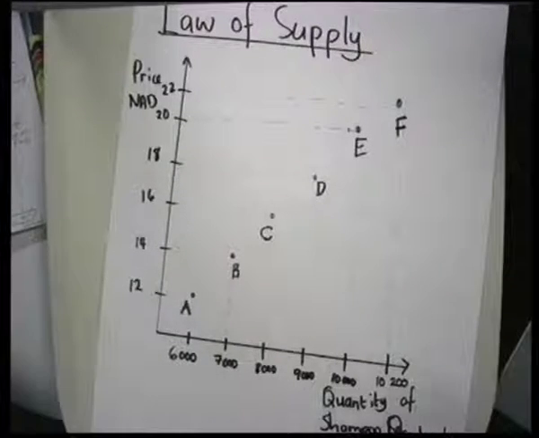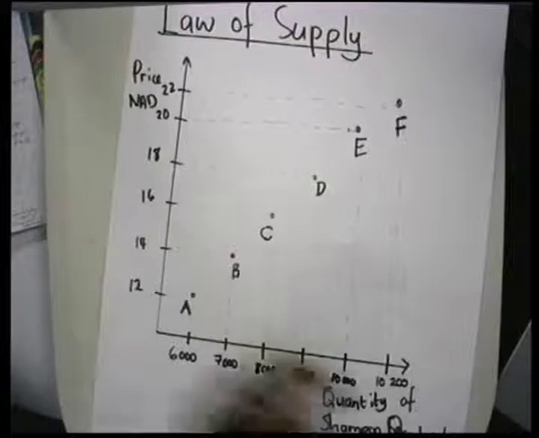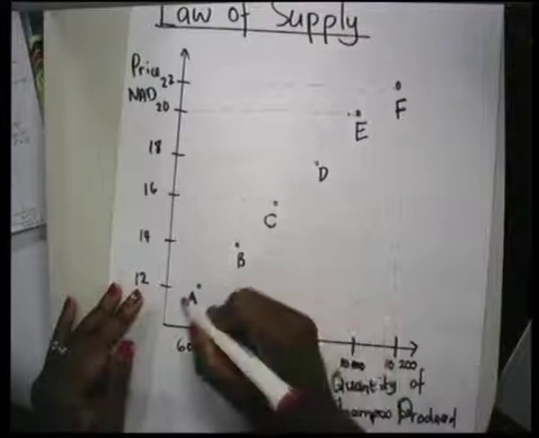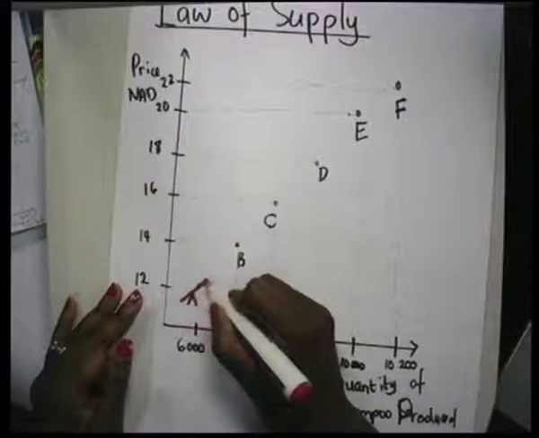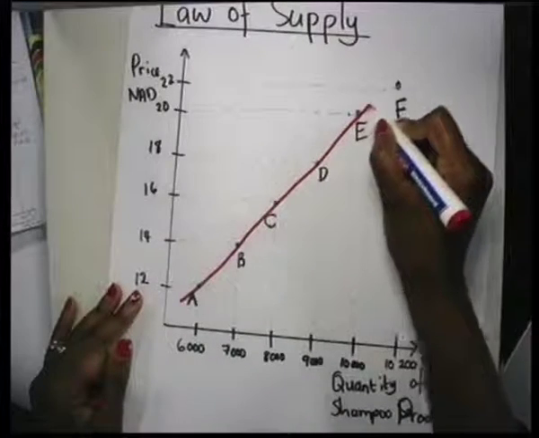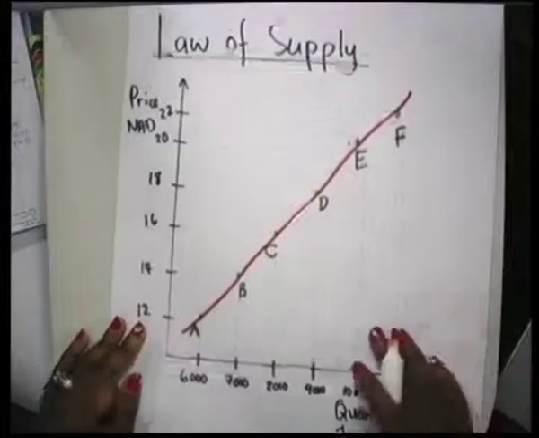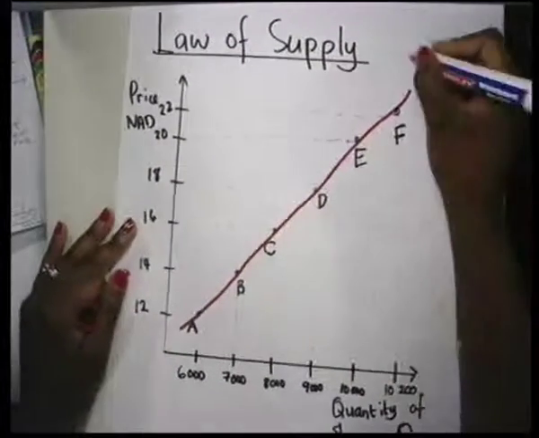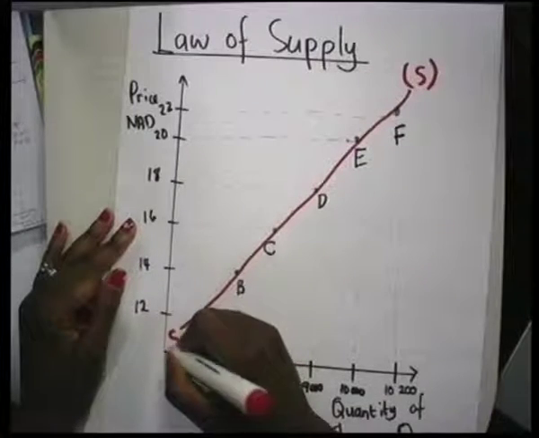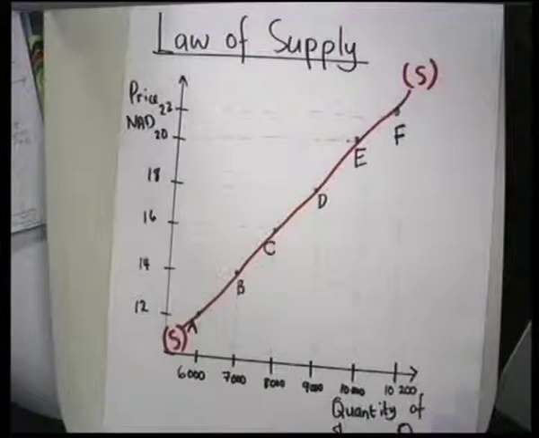By drawing the supply curve, all we're going to do is just draw a line through all the different points that we have put on our graph or on our table. So we're going to go through A, B, C, D, E, and F. So this supply curve I'm going to call S, which is supply curve.